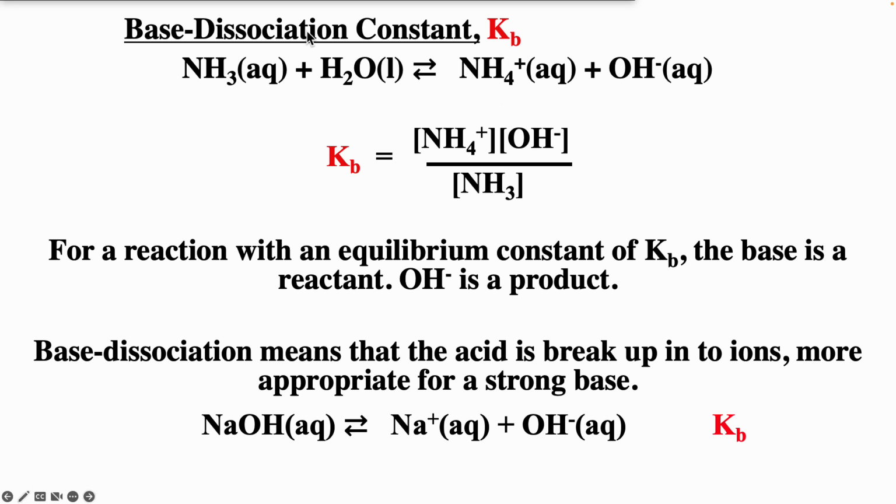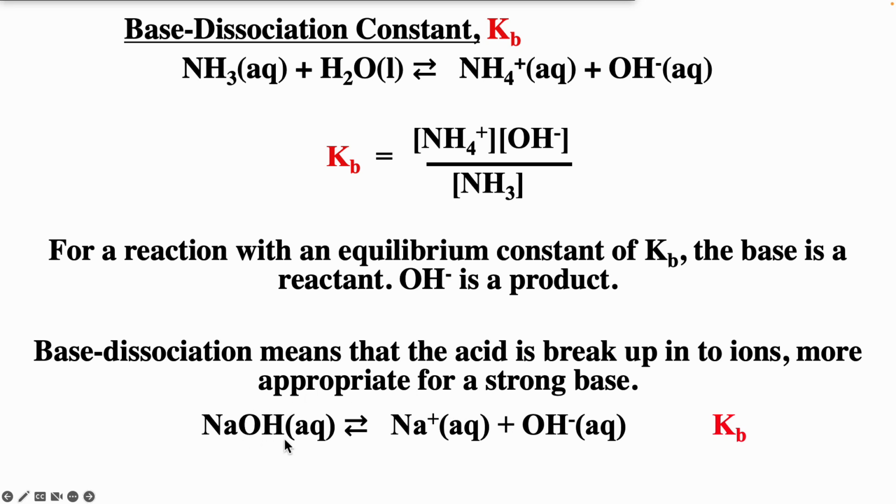Kb is the base dissociation constant, and so the base breaking apart. Again, products over reactants, coefficients become exponents, pure solids, pure liquids do not appear. For a Kb, we're always going to have hydroxide ion as a product. Now, base dissociation means that the base is breaking up into ions, and it's more appropriate if you're looking at a strong base.